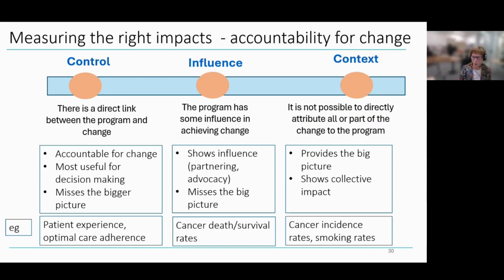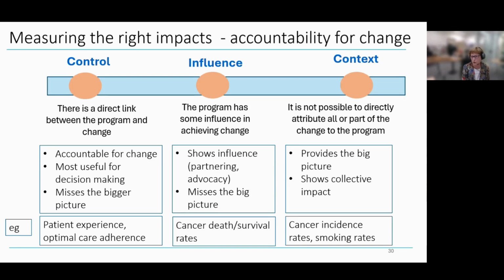The other core concept for monitoring and evaluation is this concept called measuring the right impacts, or assessment and accountability for change. I break change into three categories. There are changes for which you control it. For example, different interventions of multidisciplinary teams. Do you have the staff available? What do those teams do? There's a direct link between the program and the change.